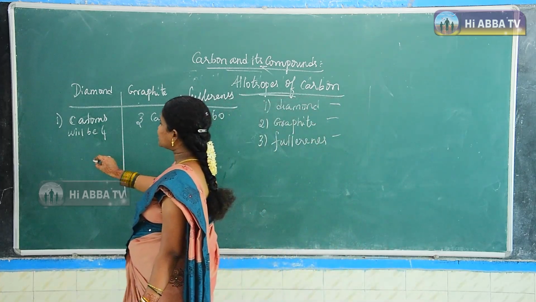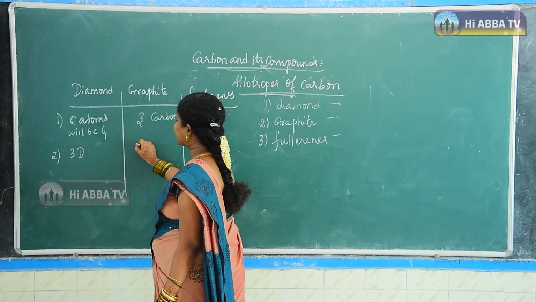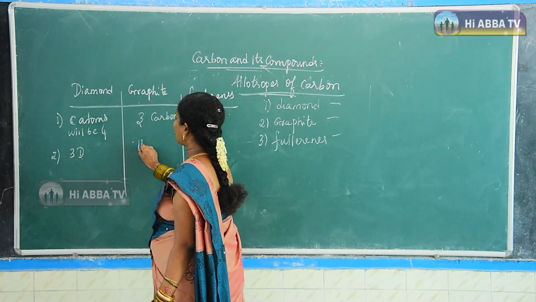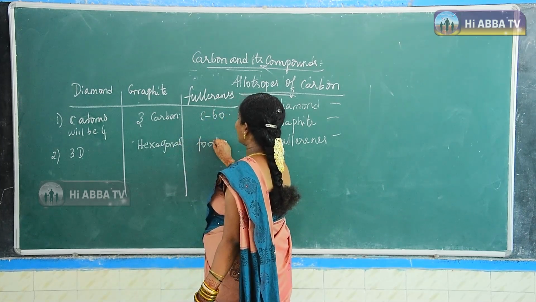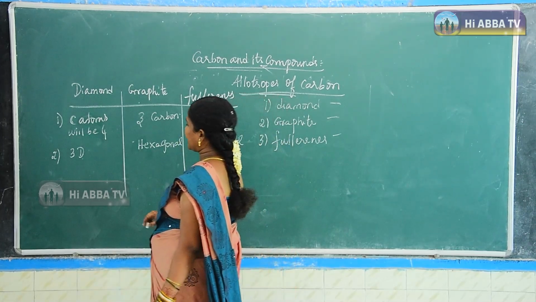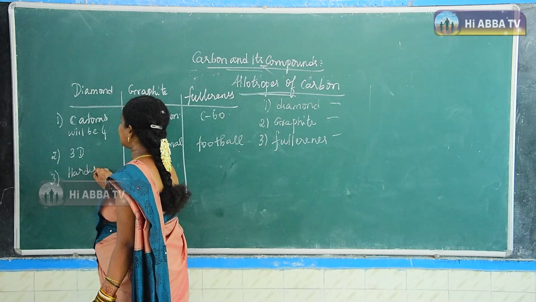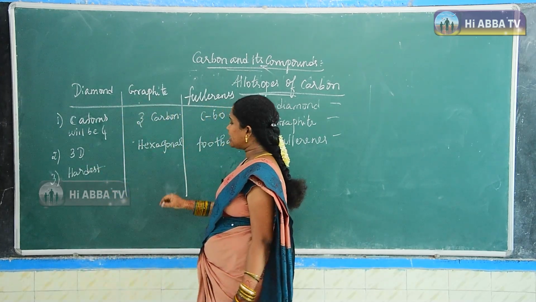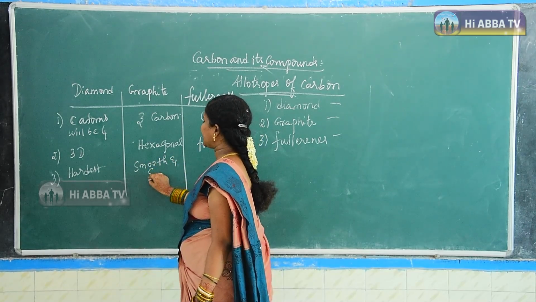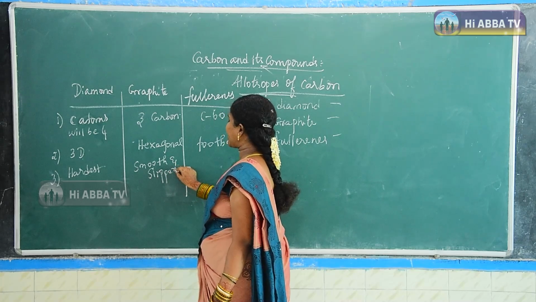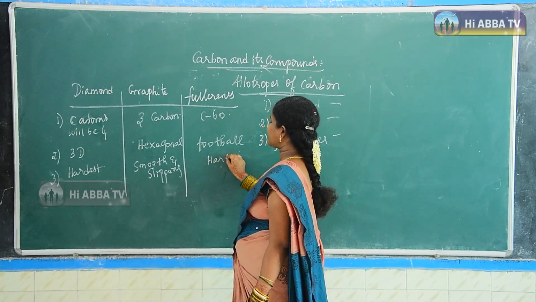And the second one, the shape. The diamond shape will be in 3D form, whereas the graphite shape will be hexagonal, and the fullerenes will be football in shape. And the third one, as we know, diamond is the hardest substance known in this world, and graphite is smooth and slippery in nature, whereas fullerenes are somewhat hard substances.